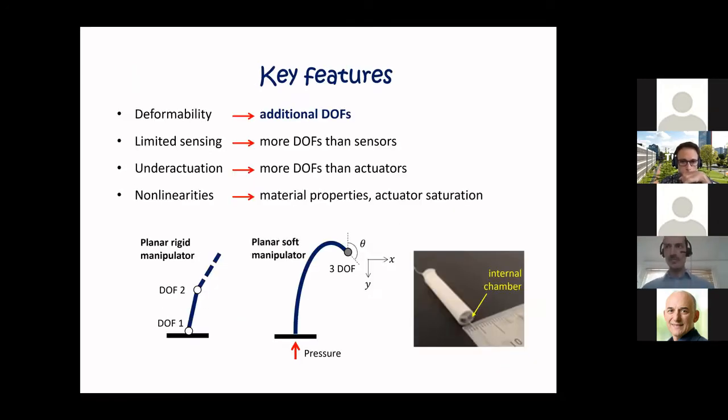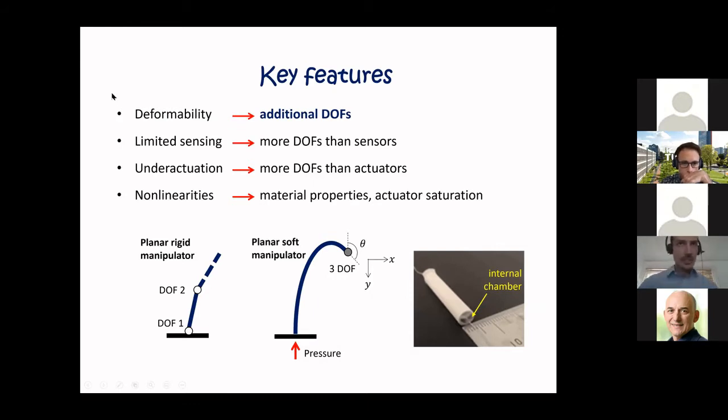So as I think we have heard a few times already today, one of the main characteristics of soft continuum manipulators is deformability, which I think we agree can be associated with the high number of degrees of freedom. And typically we end up having more degrees of freedom than we have sensors and actuators. And on top of that, of course, we have nonlinearities.